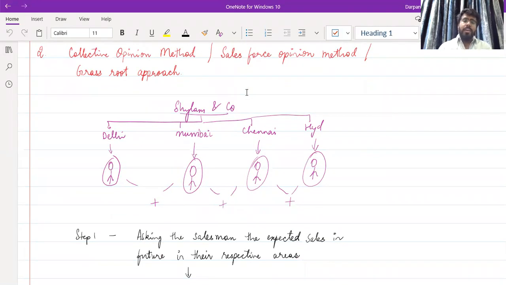What is this? You're not going to the consumers, but you're going to a person who's closely related to consumers, who's very close to the consumer. Who? Your salesman, right? Your salesman will be very close to your consumer. So you'll go to your salesman and you are inquiring him, or you're taking a survey of your salesman. You're taking the opinion of the salesman as to what do you think the consumers will consume in future, correct?